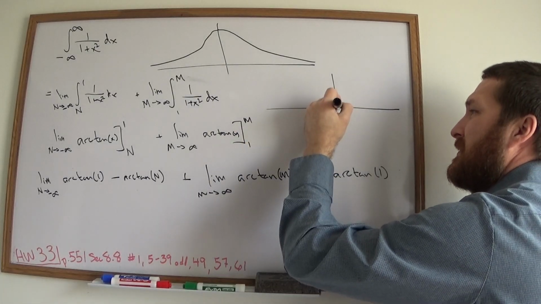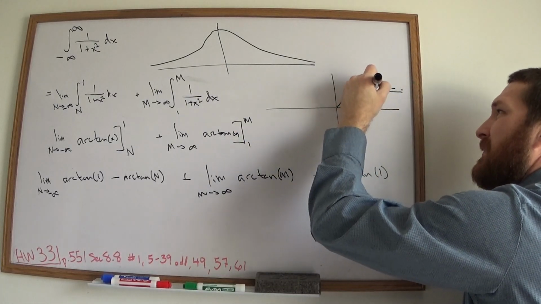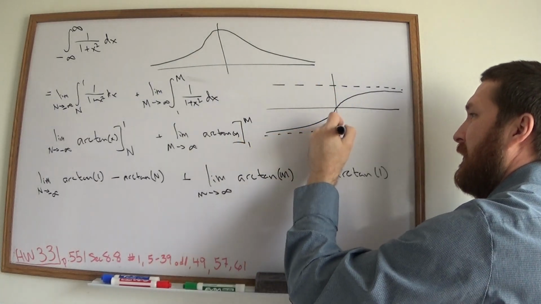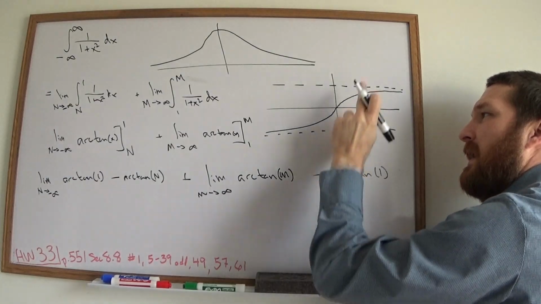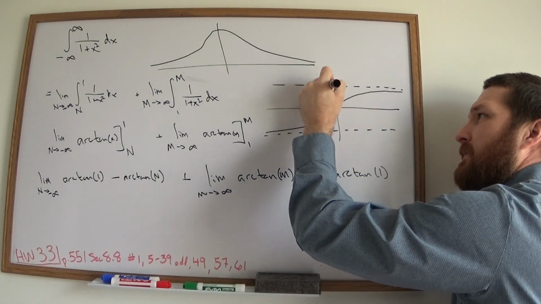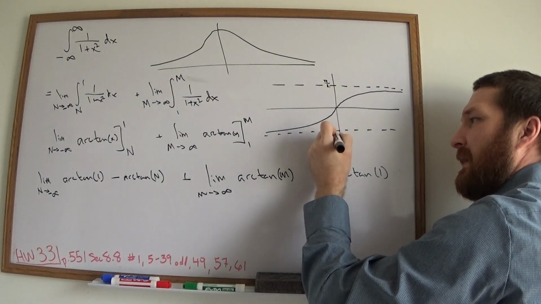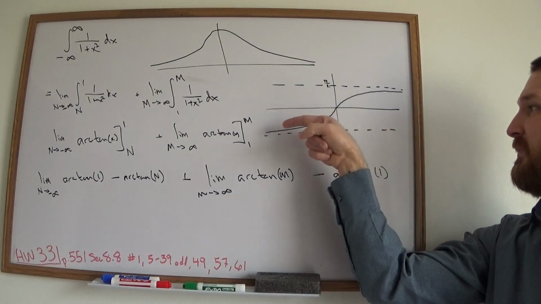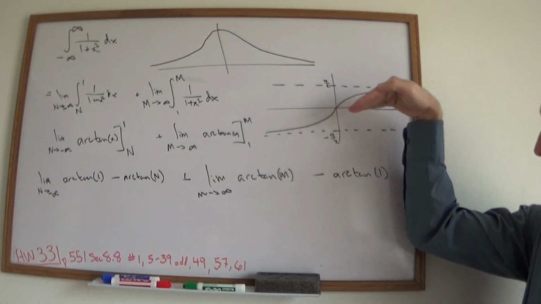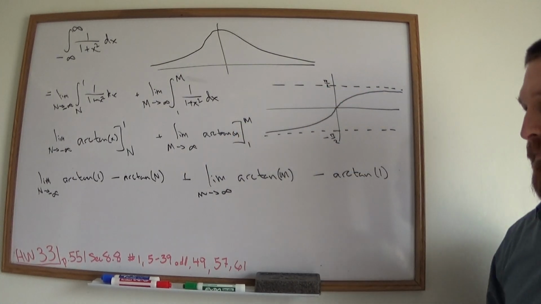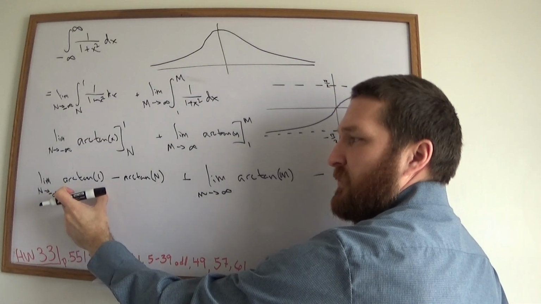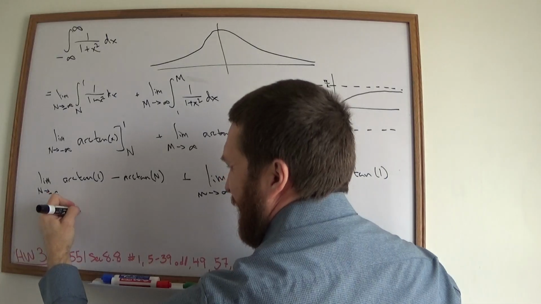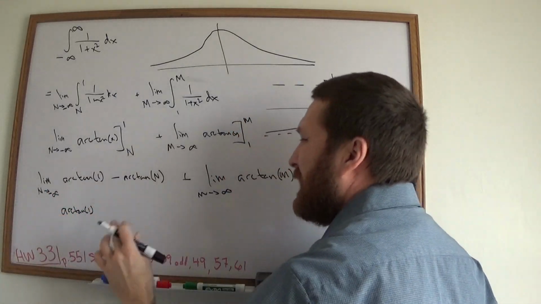Yeah, and let's just think about this. I told you that you should be able to draw this in your sleep. Shows up a lot. This is arctan, and we have two asymptotes. The top is pi over 2. The bottom is negative pi over 2. And so as n goes down to negative infinity, arctan goes to negative pi over 2. This guy doesn't change. He's still just arctan 1, right?